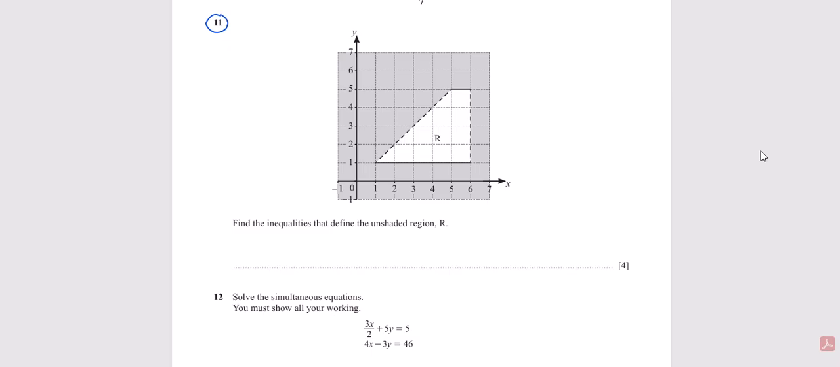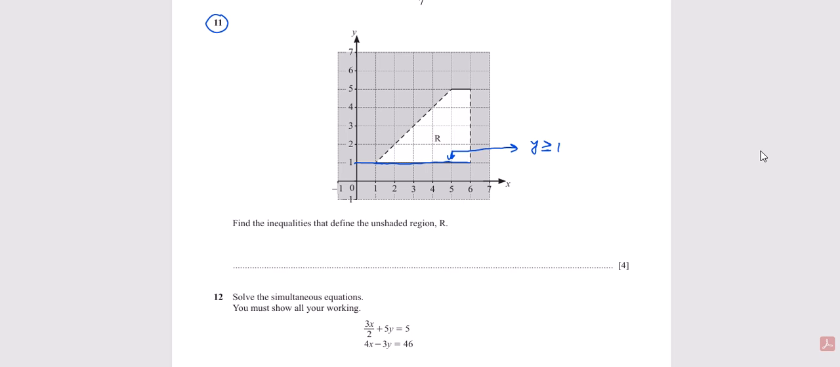Question number 11. Find the inequalities that define the unshaded area. First of all, look at this line. This line is y greater than or equal to 1. And this line is y is greater than or equal to 1.